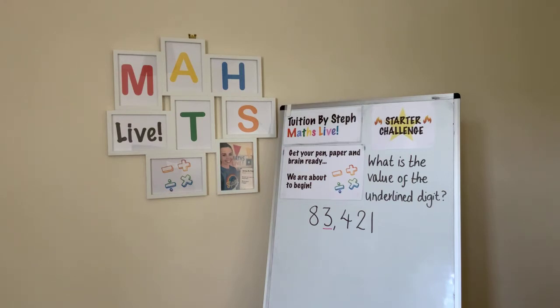There are different ways you can do this. You might know it straight away. You might practice this quite a bit. You might look at the other digits to help you. You might spot something in the number that can also help you. You can either write it in words or in number form. There are different ways to explain the value of a number.